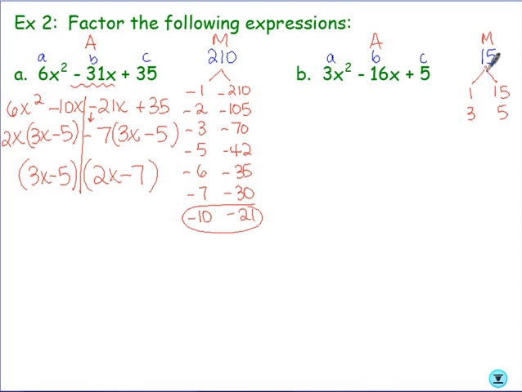The multiplying number is positive. That means there are two positives or two negatives. The adding number is negative. That means there are two negatives. The only pair that multiplies to give, or that adds to give you negative 16 is the top pair.